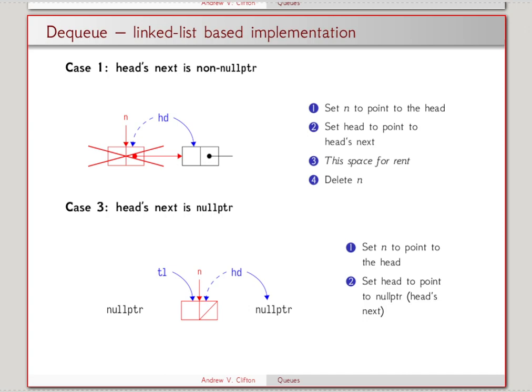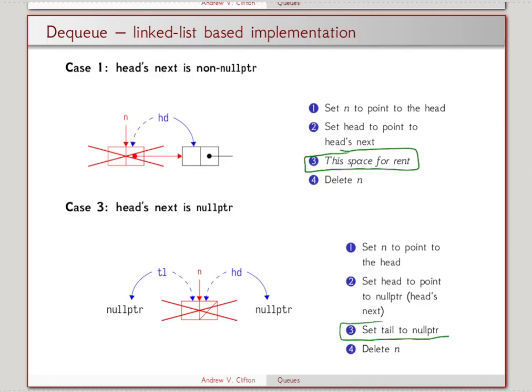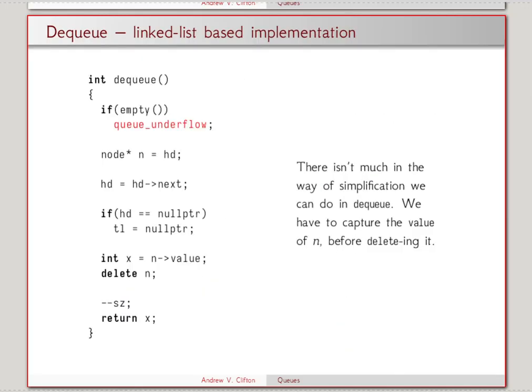Then we're going to set the head to point to null pointer. The list is going to be empty when we're done here, so the head had better be null pointer. But we could get that null pointer from the head's next, so we could use the same code as we used in case 1. Step 3 is set the tail to null pointer. If the list is empty, both the head and the tail should be null pointer. And then step number 4 is to delete n. So again, the only step where we do anything different is step number 3. Just like for enqueue, we can write the code for step 1, the code for step 2, and then just wrap step 3 in an if to say, do we need to do this or not. So that looks like this.